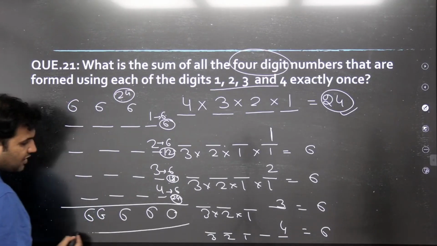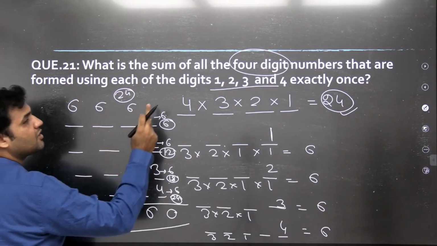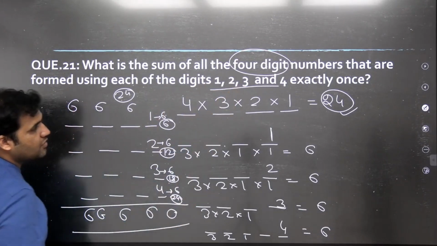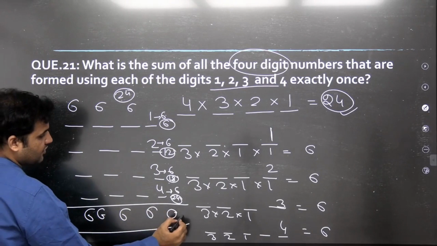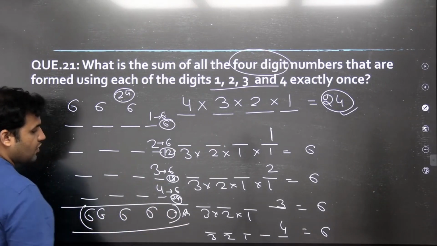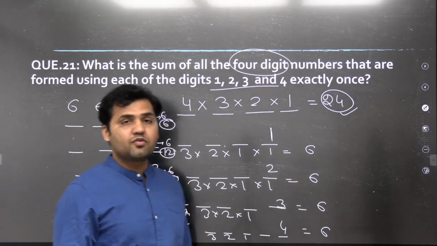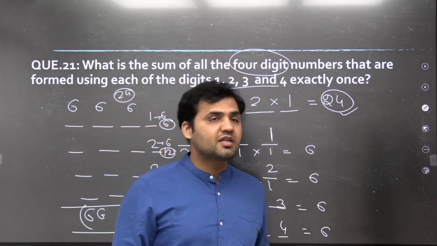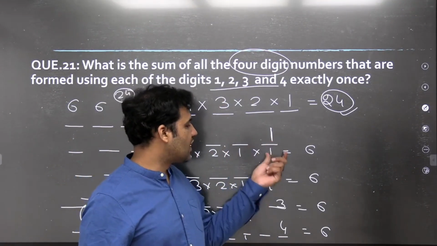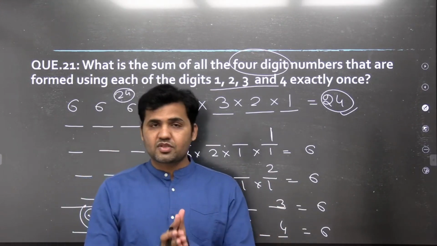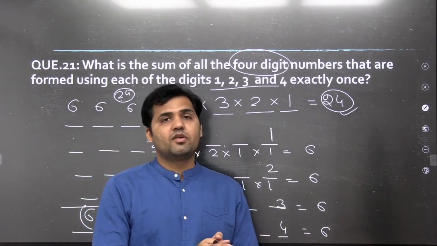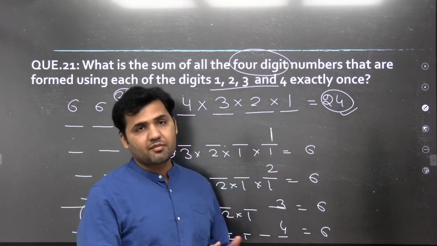So the sum of all the 4-digit numbers which are being made using the digits 1, 2, 3 and 4, the answer will be 66660. This is the answer to the question. So all you have to do is find out how many numbers are ending with unit digit 1, 2, 3 and 4 and so on. Is it clear? Okay.